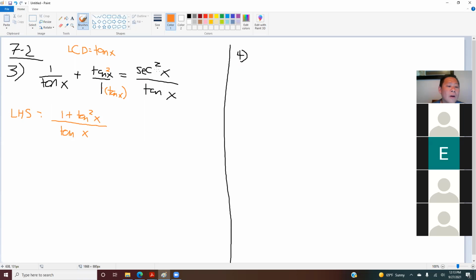And don't forget, our right-hand side has tangent x in the bottom. So the tangent x is good, so don't change it. But the top one you see here is secant square x. So can someone tell me what we can do with this 1 plus tangent square x? We have to apply an identity here, right? So what identity works in this case? You should know.